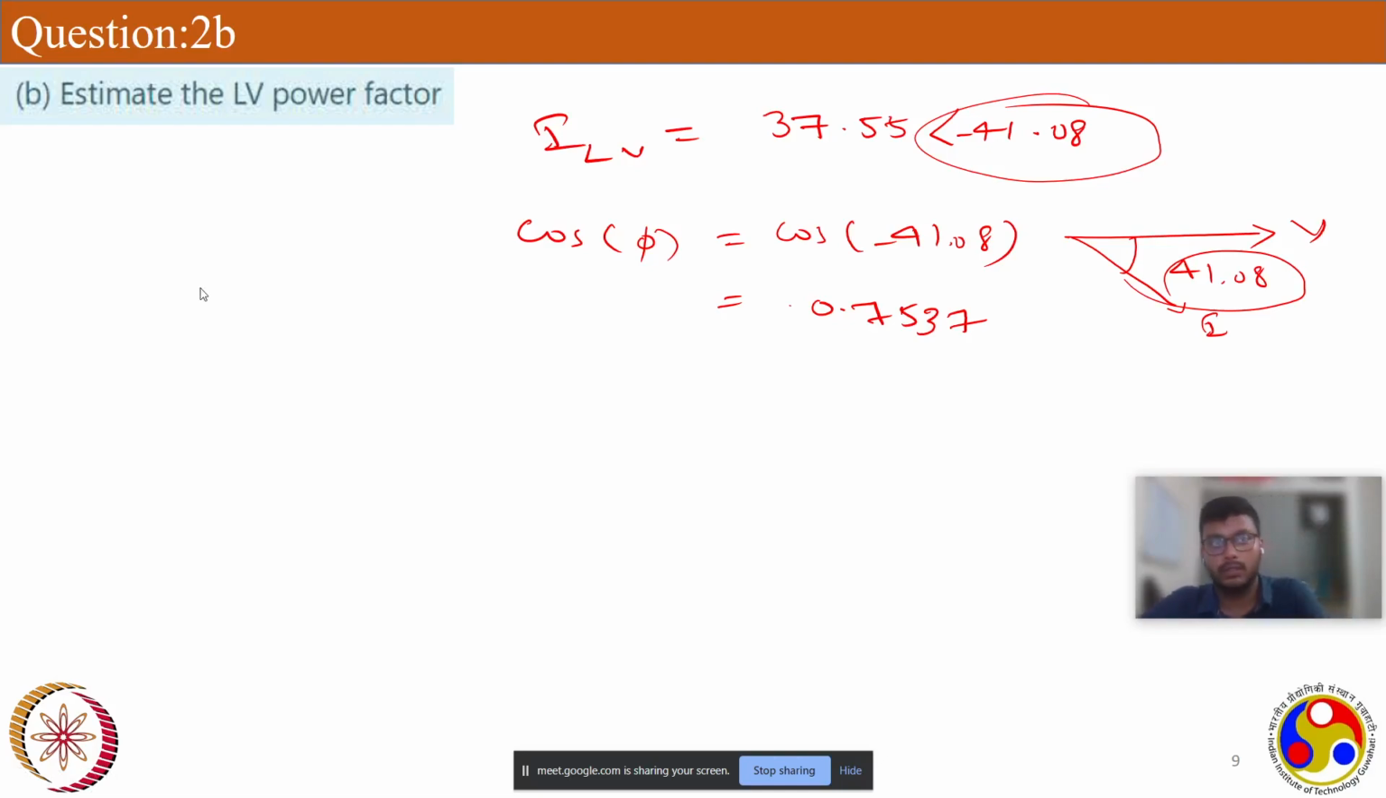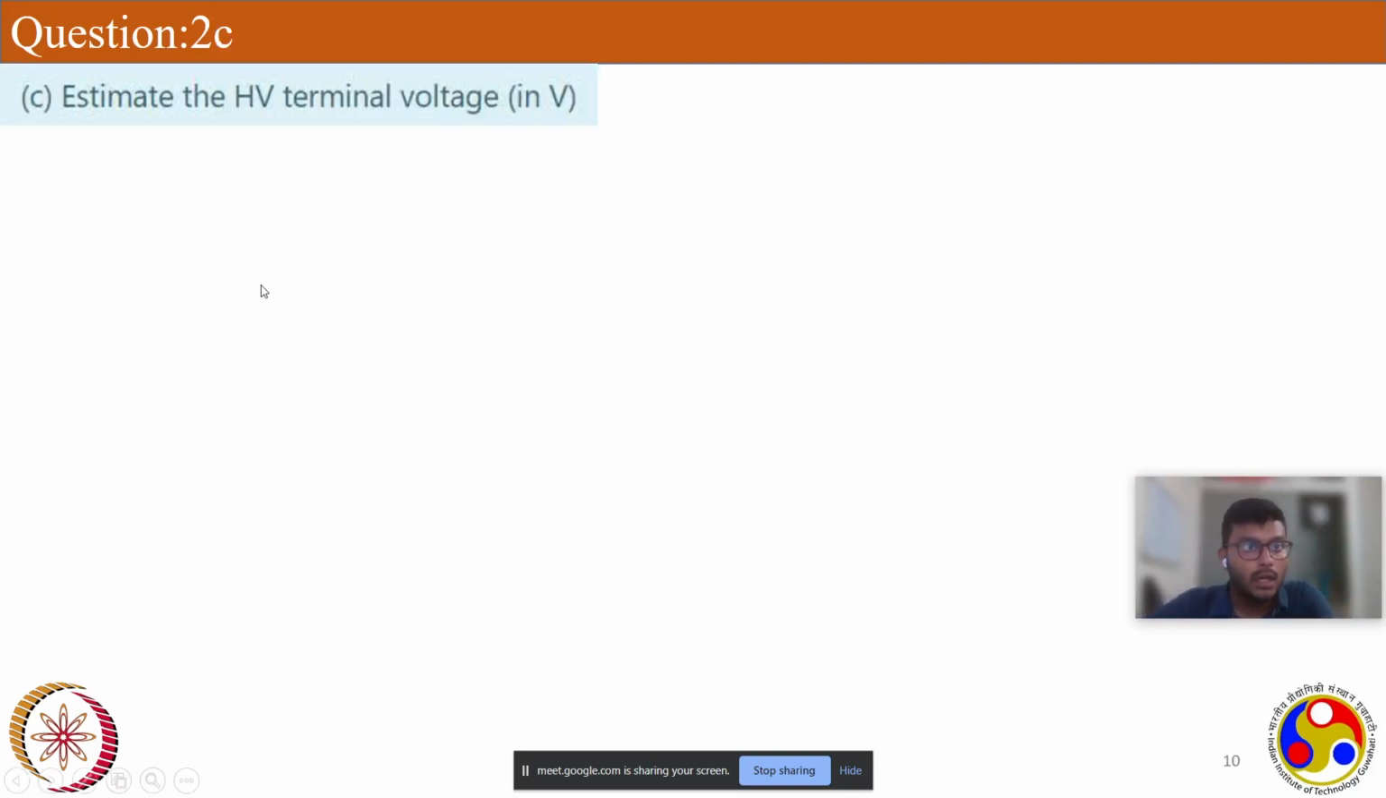Now let's see what the next question is. Now we have to find the HV side terminal voltage. What do you understand by HV side terminal voltage? Indirectly we are asked to calculate the load side voltage. Can anyone tell me how to calculate the HV side terminal voltage? Any idea? Just type it in the chat box, what's the way to proceed.